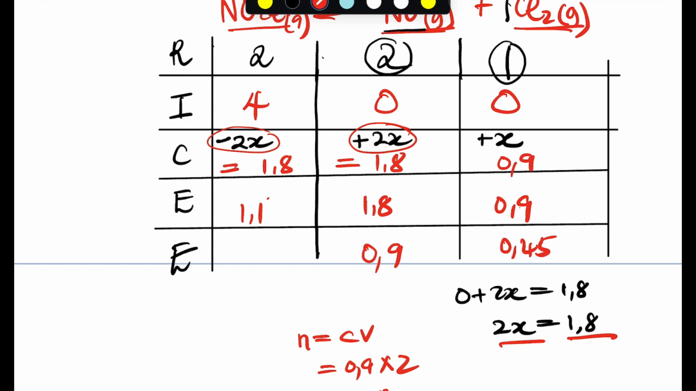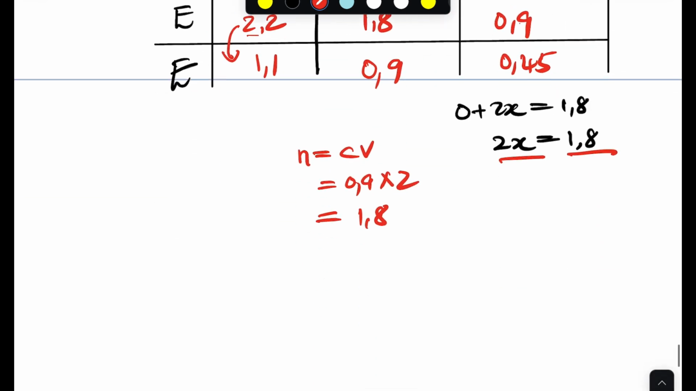No guys, I've made a mistake here. Since I've done this before, I know the answers. So we say 4 minus 1.8, it's going to be 2.2, right? And then when we change this into concentration, we have to divide by 2, it's going to be 1.1. So that's why I had the 1.1 there, because I know the answer there is going to be 1.1.